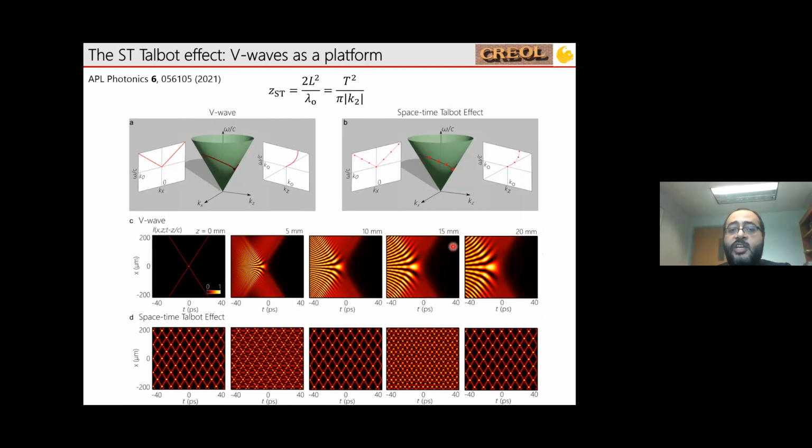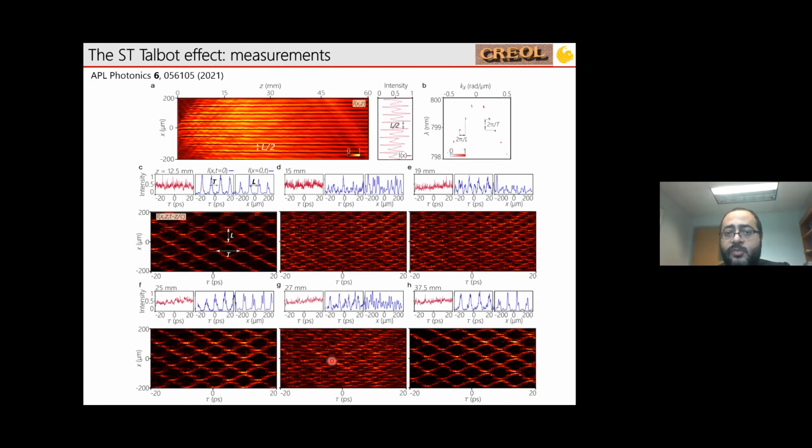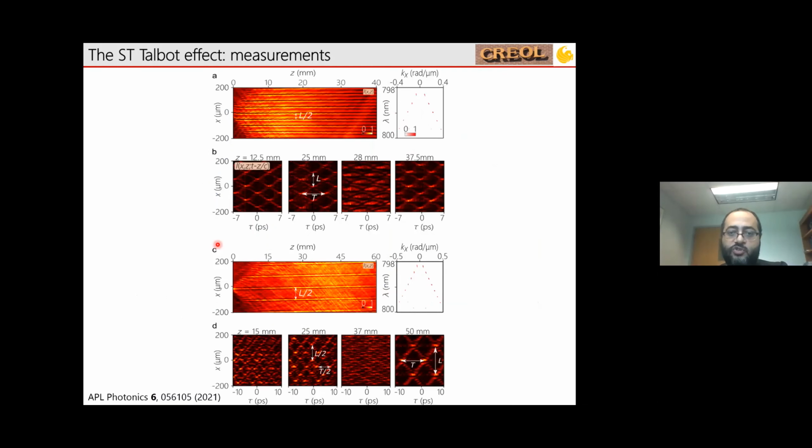So if I have a continuous V-wave spectrum, I will see diffraction and dispersion. But if I discretize it, I will see a space-time lattice that undergoes the effect of diffraction and dispersion, only for it to revive later on and reconstruct into the initial lattice. And we observed this, and it was published about a month ago in APL Photonics, the first observation of the Talbot effect in space and time simultaneously in any wave, as a result of this underlying spatio-temporal spectral structure.